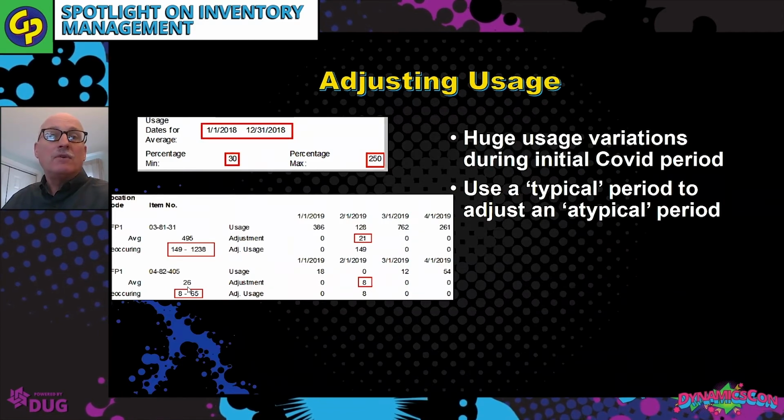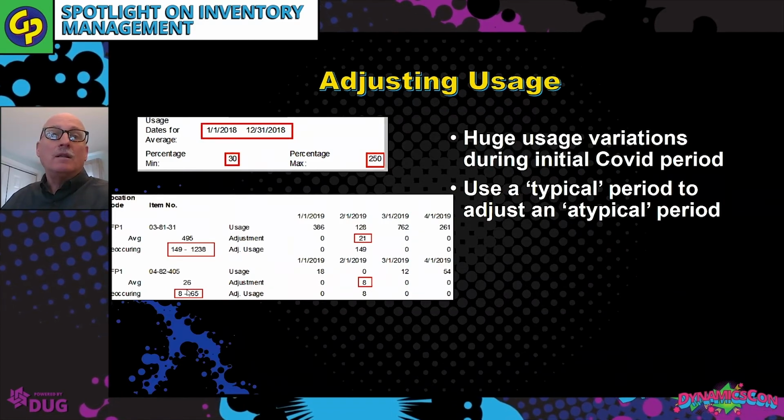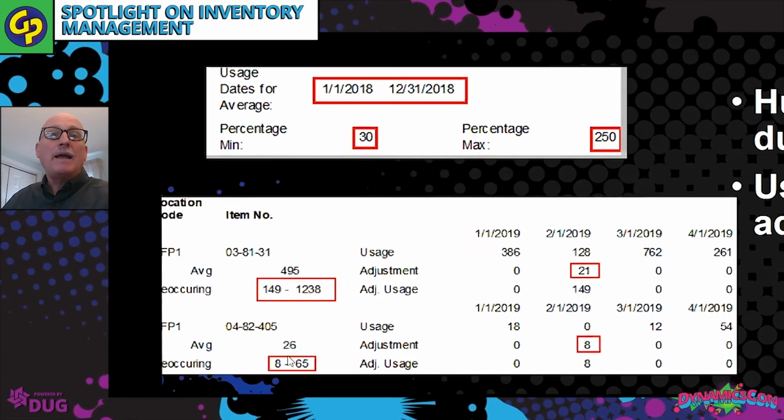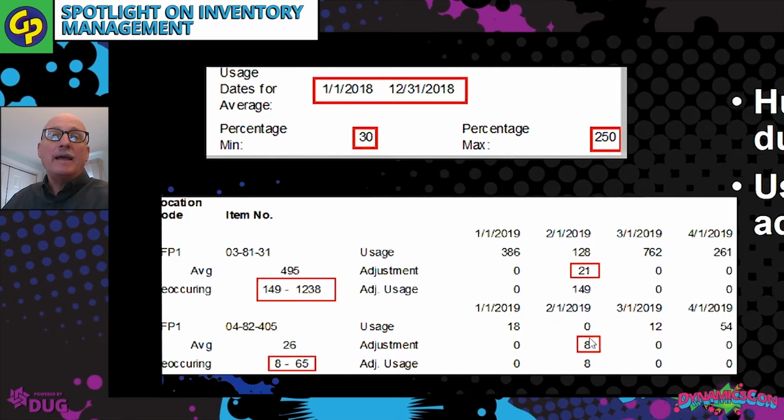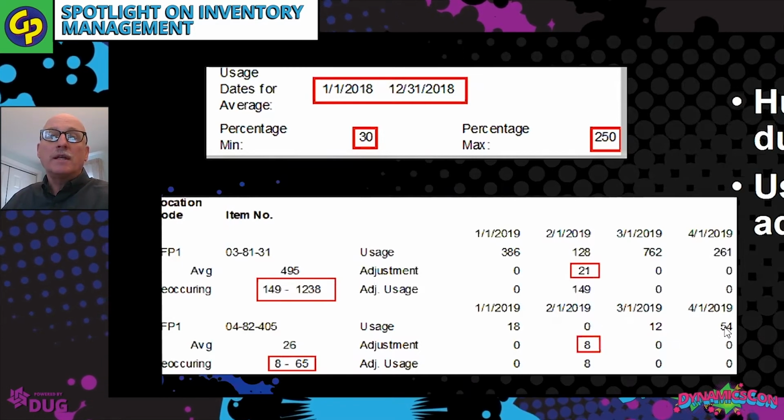This one had an average of 26. So my low should be 8. My high should be 65. Looking at the numbers, 18 is okay, 0 is not, so we add 8. 12 is okay, and 54 is okay.